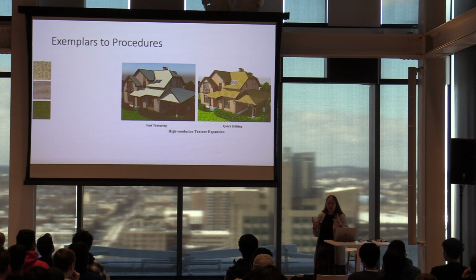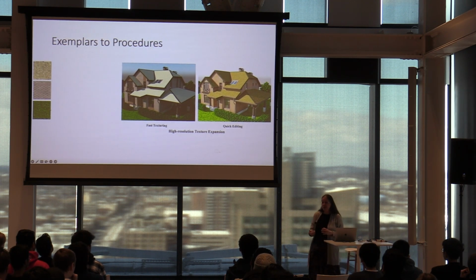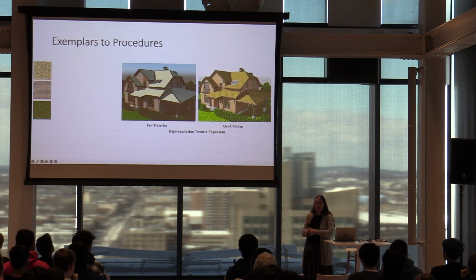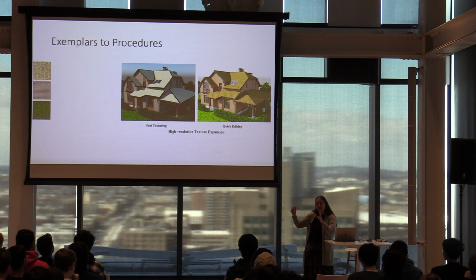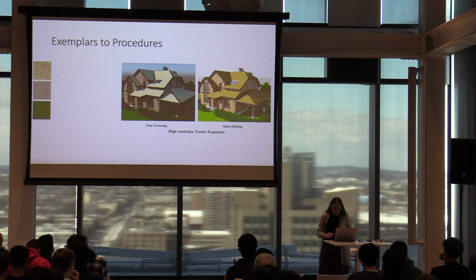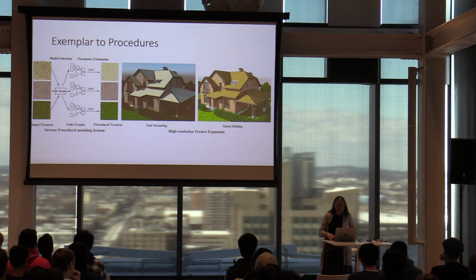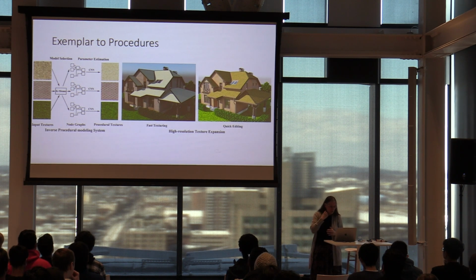So basically, to do this, I want to take these original little pixel samples and turn them into mathematical functions, into procedures. Then with a procedure, I can make vast expanses of the material. And with the parameters of those procedures, I can edit them and adjust the appearance. So the way that we do that is, that's where we come to machine learning.